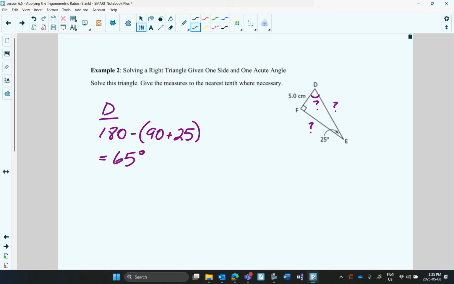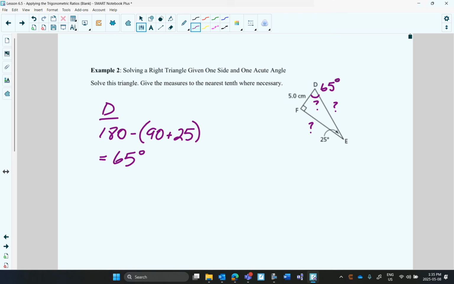Okay. Now, it says nearest tenth where necessary. So some of you may have used trig and you may have got slightly different. Did anybody use trig and get slightly different than 65? Yeah, that's slightly different. Like if you got like 64.9. Okay, good. That's fine. And you used trig? That's fine. That's good. Okay, so we got 65 degrees.